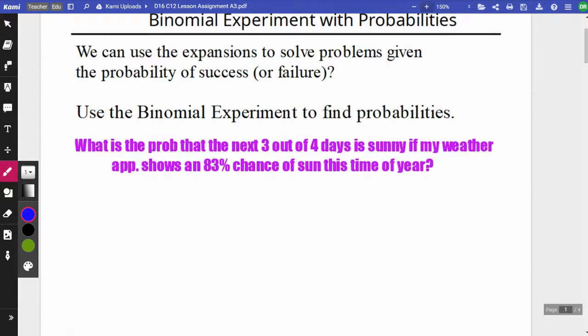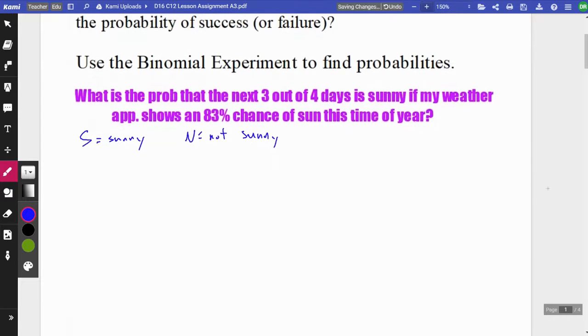Okay. Well, the two opposing things that we have is, our success or failure is sunny or not. So we can just say, S equals sunny, N equals not sunny. Or you could do rainy or whatever. You can choose whatever you want. And we're checking for 4 days. That's the total amount. So this would be like S plus N to the 4th power.